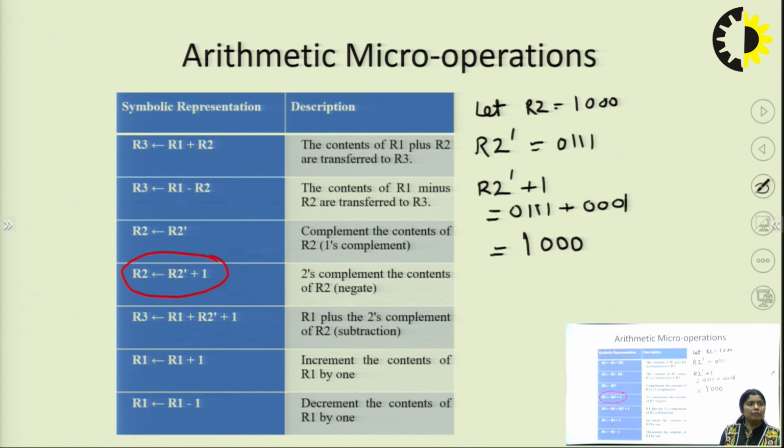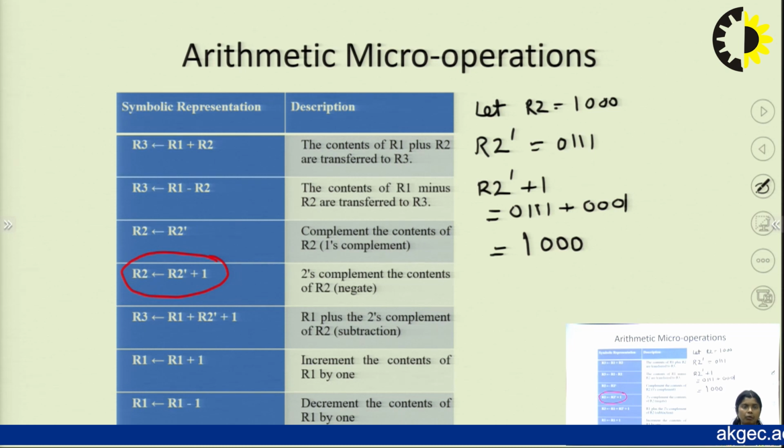In the third operation, there is the 2's complement, or you can say the negate operation. How do we conclude it? The same procedure is followed as in R1 minus R2. So R2 gets R2 complement plus 1, which means first we take the 1's complement of the content of R2, then add 1.